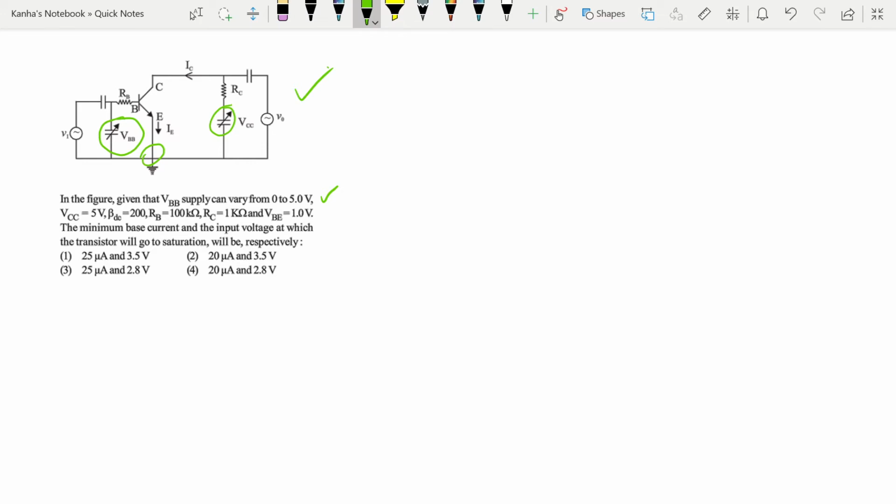Okay, these are the things that are given to you. Now the question is: the minimum base current and the input voltage at which the transistor will go to saturation will be, respectively?